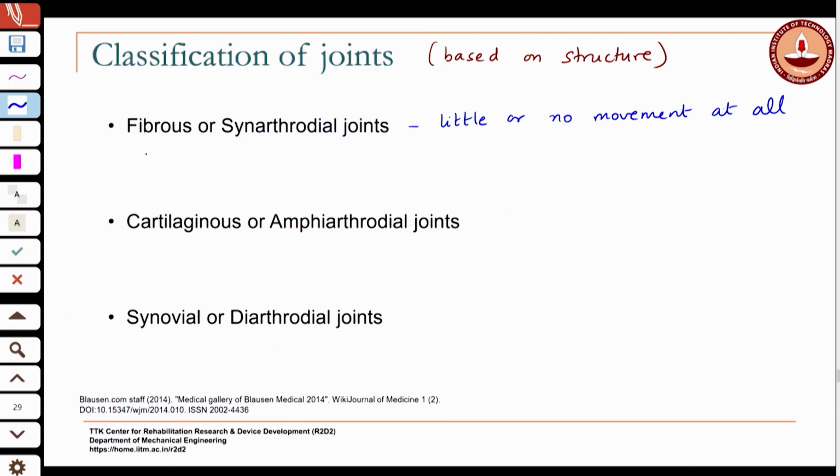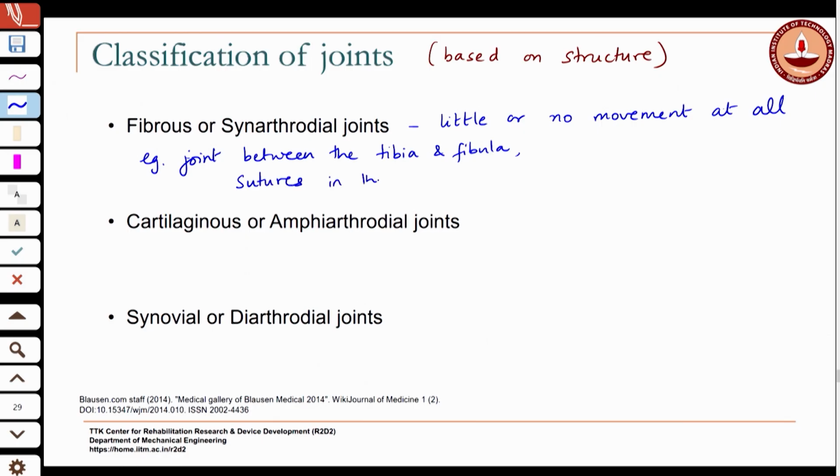So, you have the joint between the, especially the distal joint, the distal tibiofibular joint.